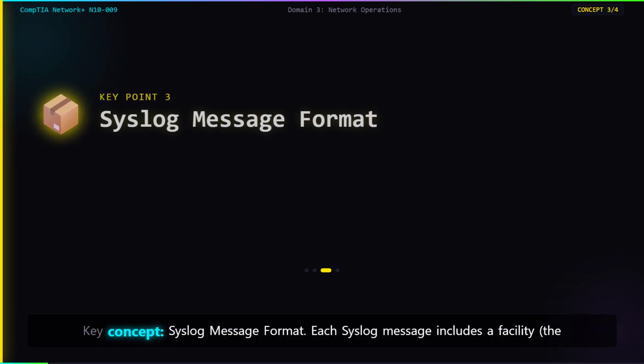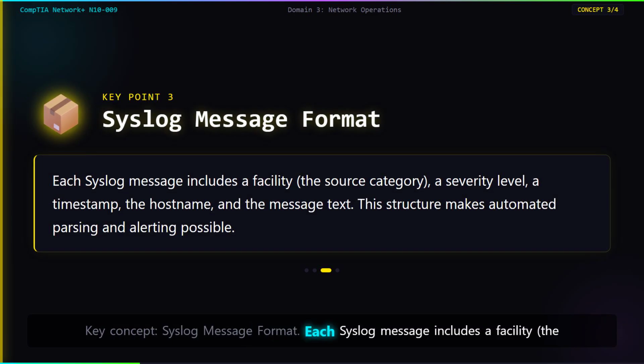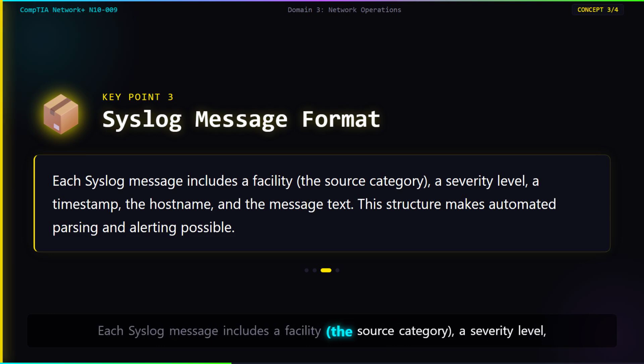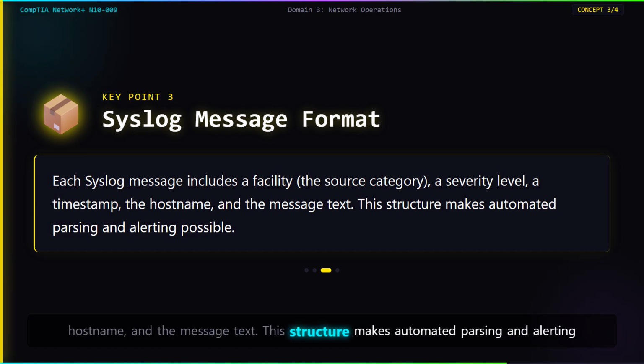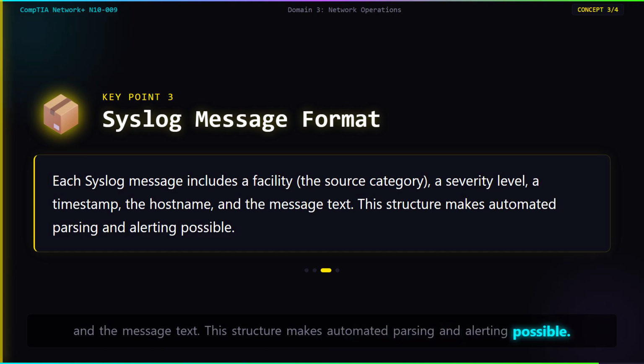Key concept: Syslog message format. Each Syslog message includes a facility, the source category, a severity level, a timestamp, the host name, and the message text. This structure makes automated parsing and alerting possible.